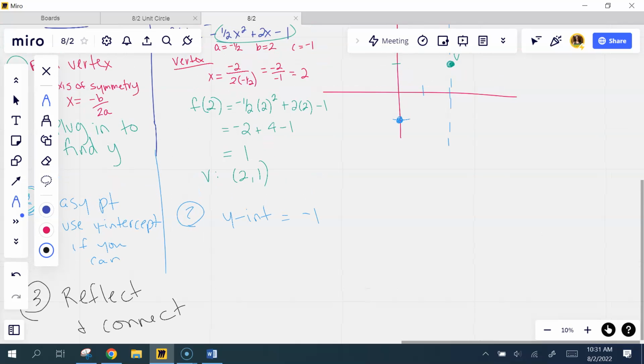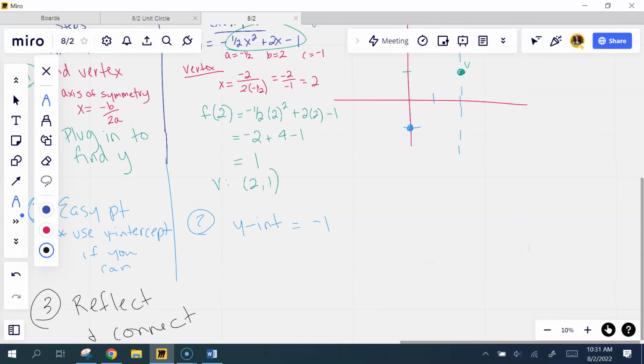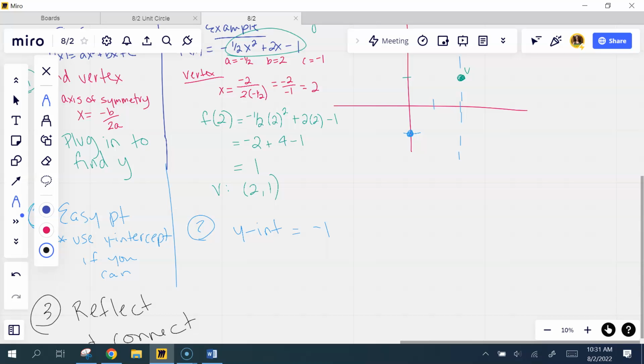Use those geometry skills that Ms. Byers taught you last year. Reflect that point over that line of reflection there in the middle. These are easy reflections. You literally just count to the line of reflection and continue counting that many. So, 1, 2, 1, 2. I reflected, and now I am going to connect.